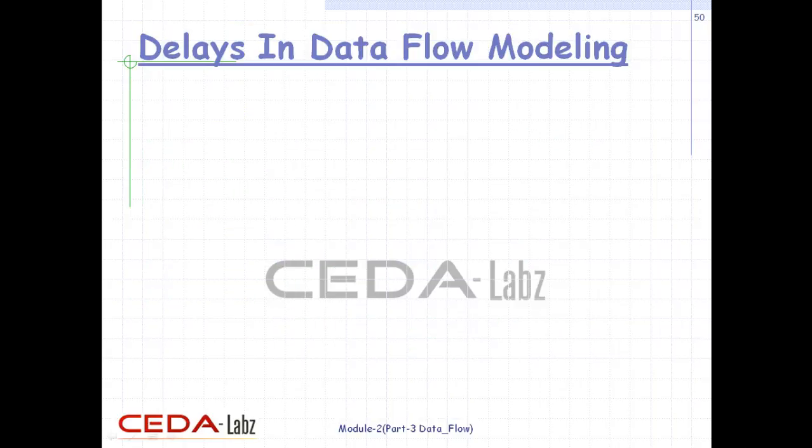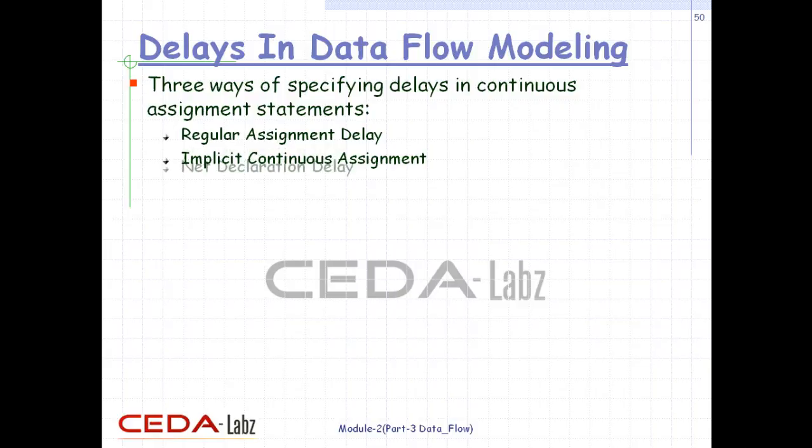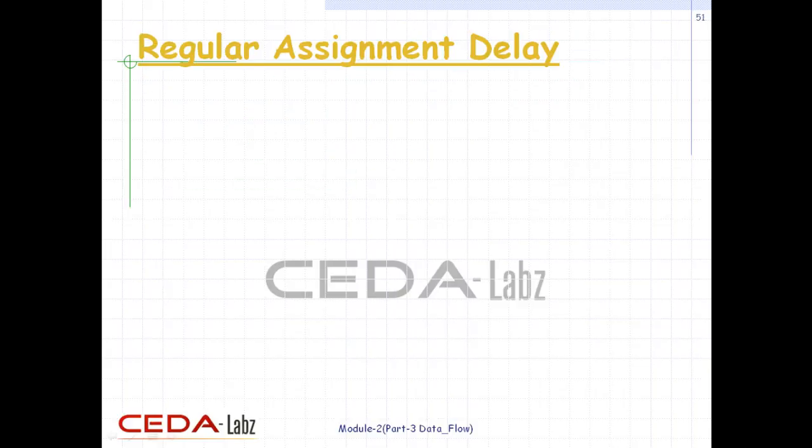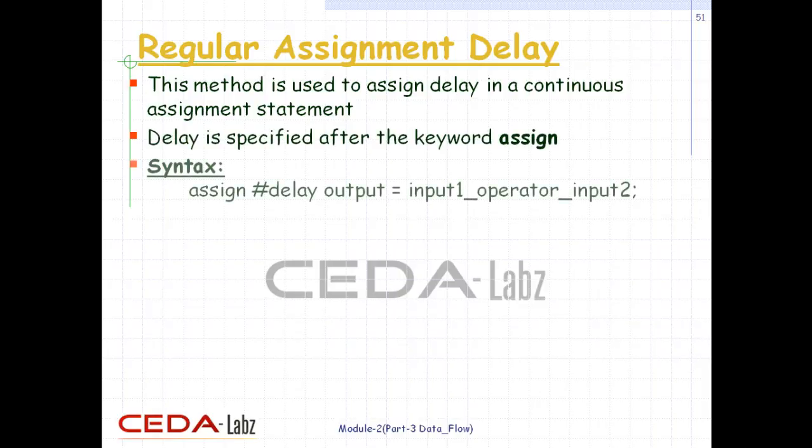Delay values control the time between the change in a right-hand side operand and when the new value is assigned to the left-hand side. Three ways of specifying delay in continuous assignment statement are regular assignment delay, implicit continuous assignment delay, and net declaration delay. The first method is to assign a delay value in a continuous assignment statement. The delay value is specified after the keyword assign. Here is the syntax and an example.